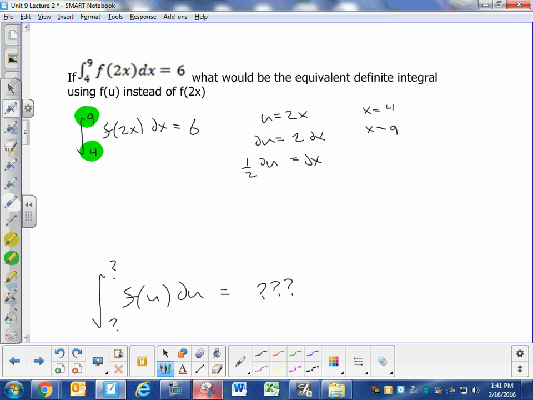Go ahead and compare an answer maybe to a neighbor. See what we get. Kind of tricky. This is a new type of problem that you're not used to seeing.